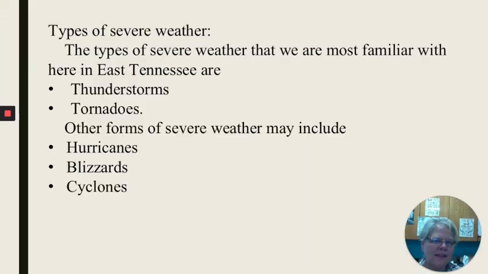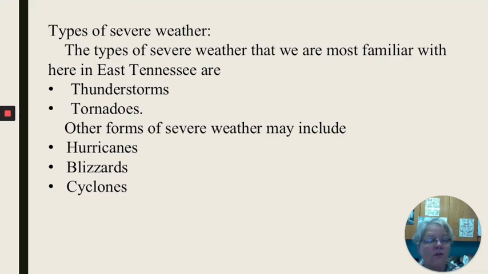In East Tennessee, we are most familiar with things like thunderstorms and tornadoes. Those are severe forms of weather that we have experienced. Maybe not tornadoes, but our neighbors close to us have. Perhaps you live in a county where there have been tornadoes. Thunderstorms we have had a lot. We just had some recently, full of booms and lightning. Some of them can be very, very frightening. But if you understand how they're formed, maybe it will help a little with your fears.